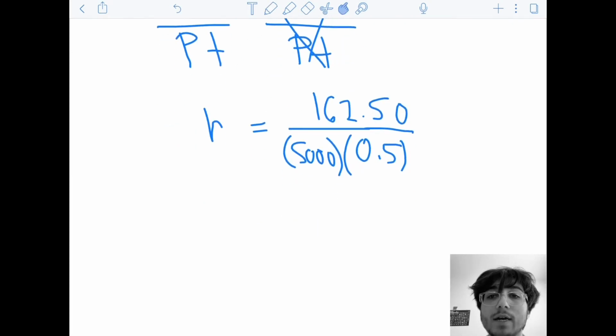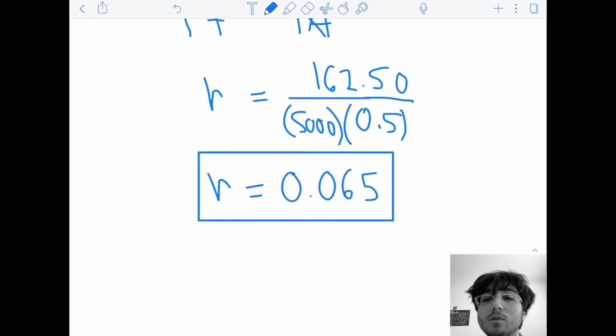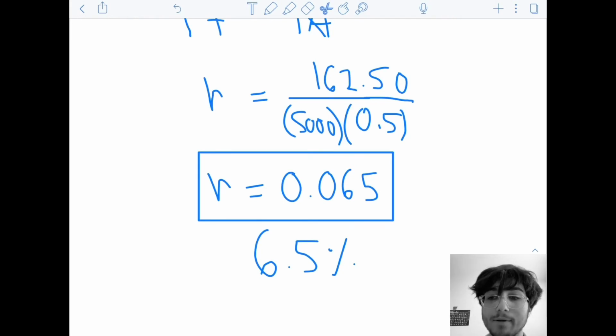So when you divide that all out, you're going to get that R equals 0.065. So the annual interest rate is 0.065, or you can convert this into a percent and say that it's 6.5%. So let's do one last problem.